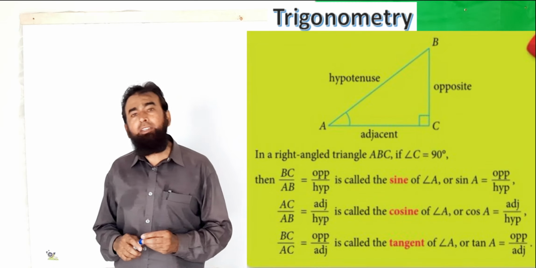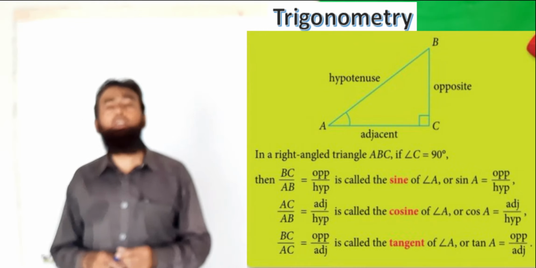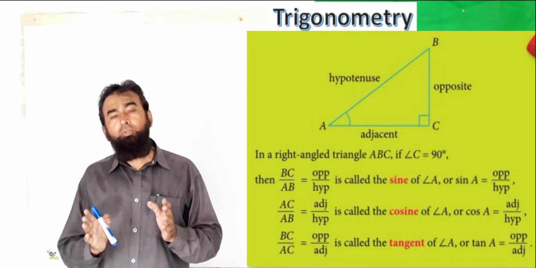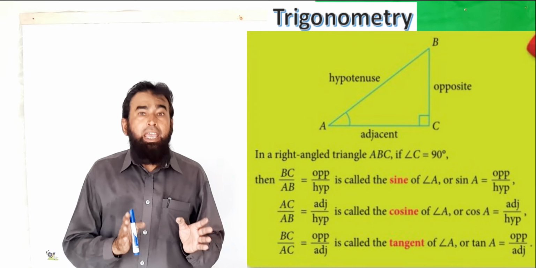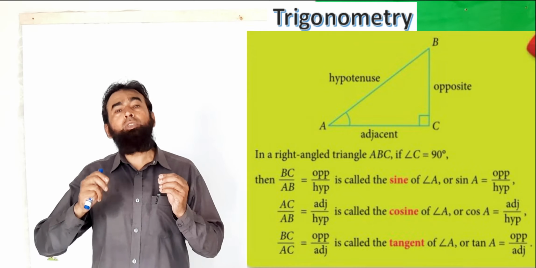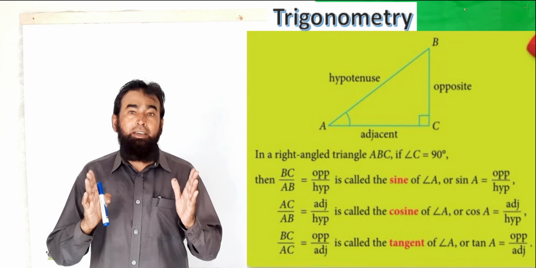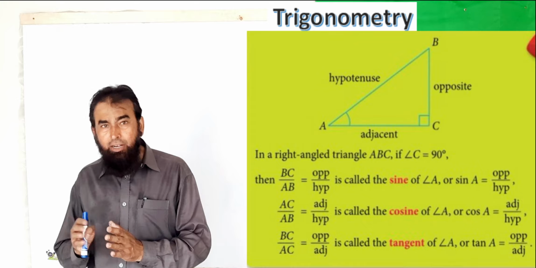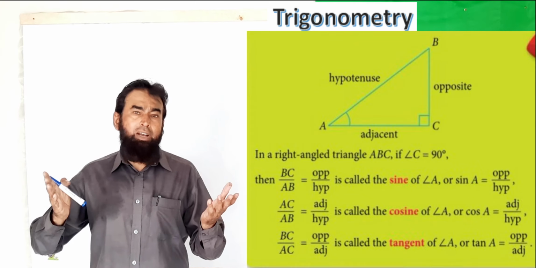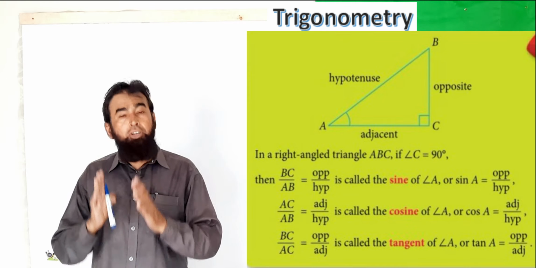Now as far as trigonometry is concerned, with its help we can not only find the sides of a triangle, we can also find the angles of a triangle. And in trigonometry, we can find the sides and angles of any type of triangle, whether it is a right angle triangle or not. So whatever the type of the triangle is, we can solve that triangle with the help of trigonometry.